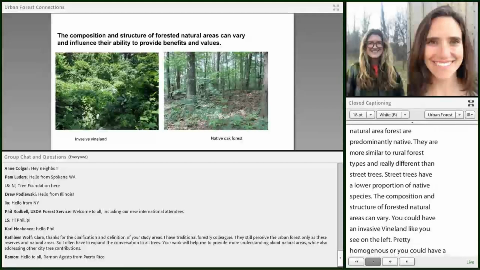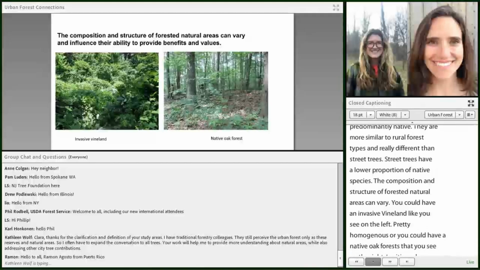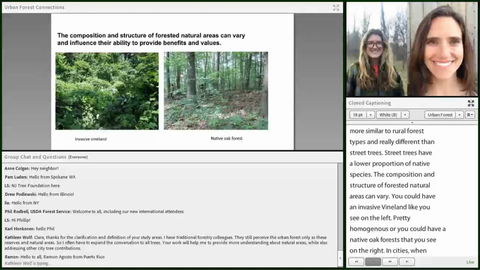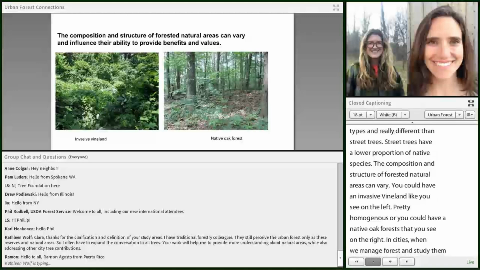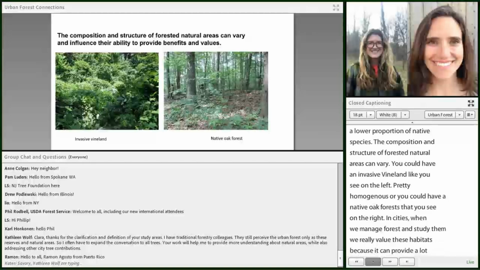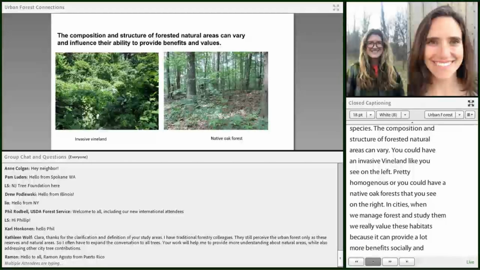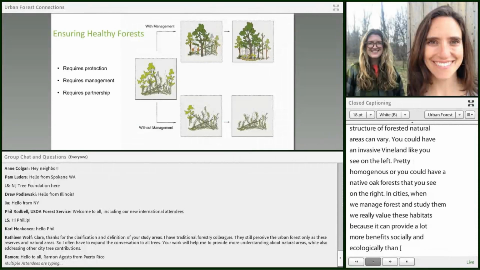And in cities, when we manage forests and we study them, we really value these native habitats because they can provide a lot more benefits socially and ecologically than the invaded forest. And so that's the crux of what we're going to be talking about today, the management and care of forested natural areas.